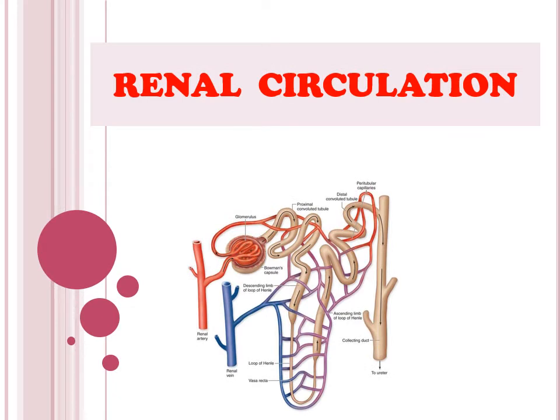The topic for today's lecture is renal circulation, that is, the renal blood flow or the blood supply to the kidney. Now you know that each and every organ in our body has a blood supply, basically to meet the nutritional demand. Similarly, the kidney also has a high blood flow.